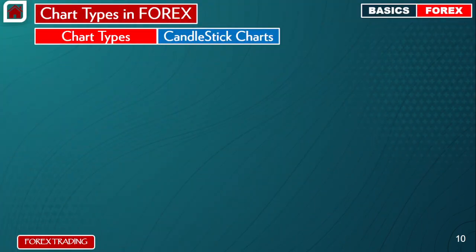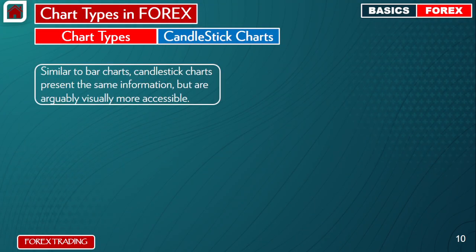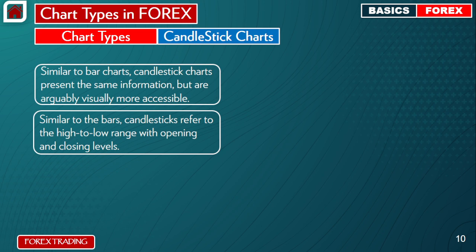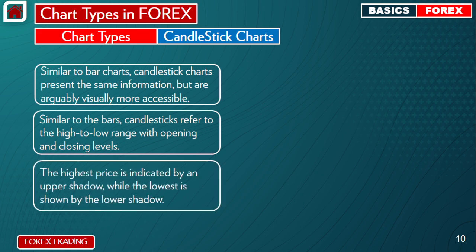Okay, number three is candlestick charts. Similar to bar charts, candlestick charts present the same information but are arguably visually more accessible and more clear. There is more detail in it. And similar to the bars, candlesticks refer to the high to low range with opening and closing levels. The highest price is indicated by an upper shadow, while the lowest is shown by the lower shadow. We will see that in a moment in the picture.